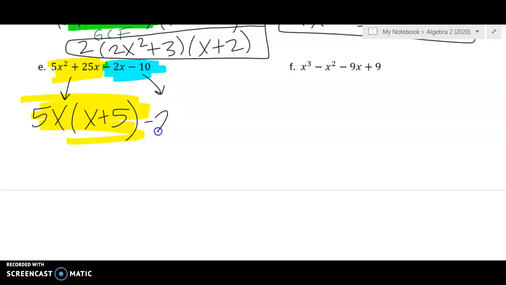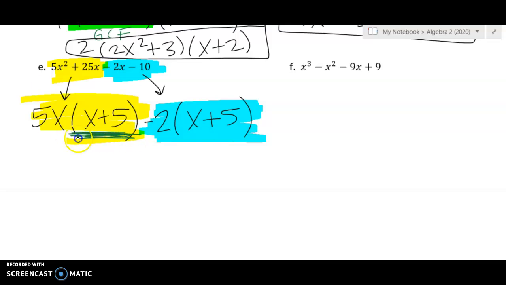For the blue, I'm going to take out a negative 2. That's going to leave me with x plus 5. Be careful with the signs. That'll leave me with x plus 5 for the inside. That's the blue part. And then before you get further into it, just double check that your parentheses match up. I underlined those green. Those do. They're perfect, x plus 5 and x plus 5.